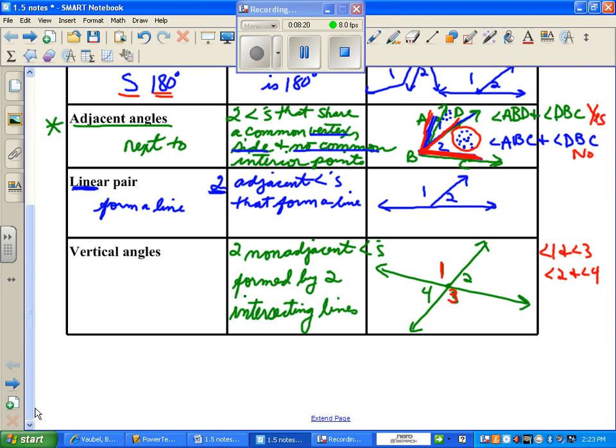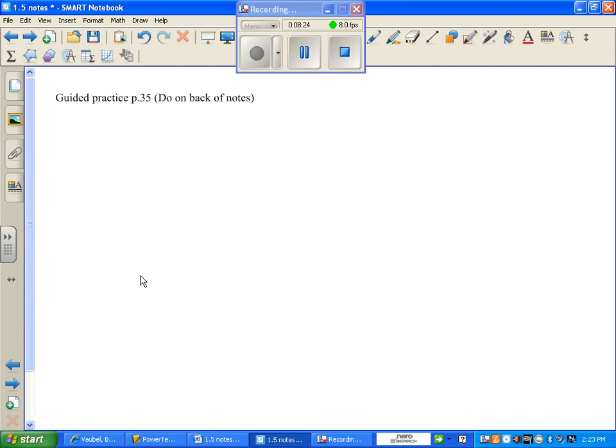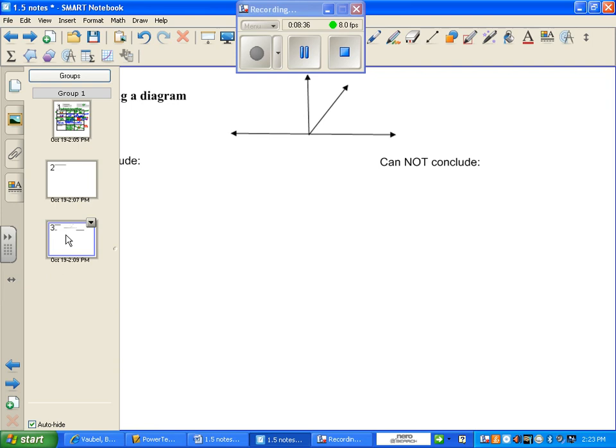Okay, let's go to your book. You can pause this till you get ready. Go to page 35. Do these on the back. There are some guided practices that I think would be helpful. And actually I'm going to skip that. I'll come back to this one. I'm going to go to the bottom part.